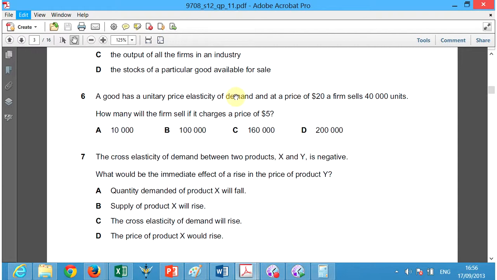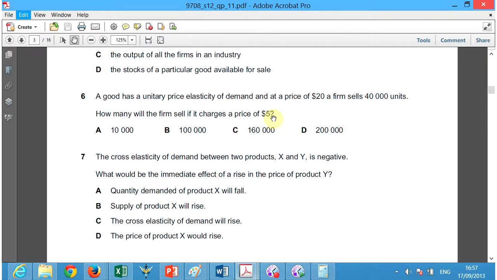Also, a second thing that you need to know: when we have a unitary price elasticity of demand, the total expenditure will be the same when the price changes. So here it is 20 times 40,000 units, which is 800,000. And here we could expect, whatever quantity this is, how many will the firm sell at a price of $5. So $5 times whatever the new quantity is will be 800,000 because of this term, unit price elasticity of demand.